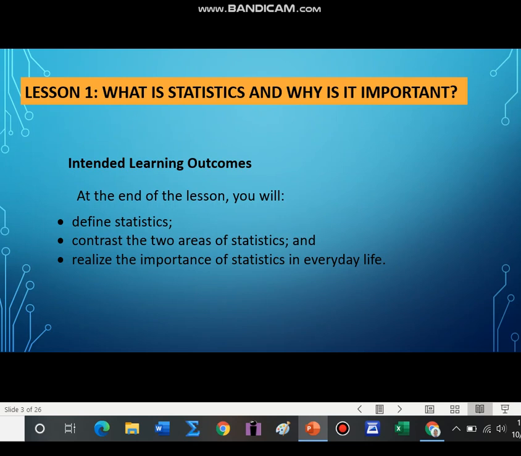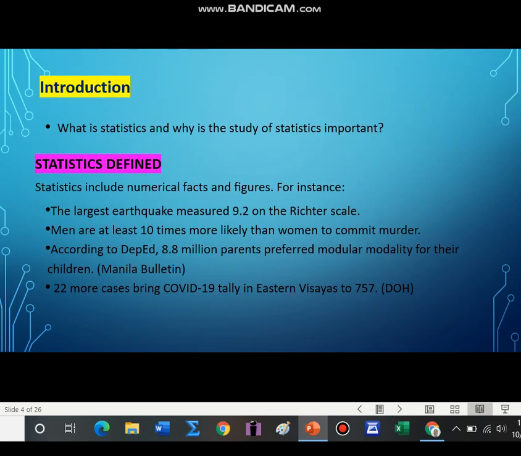For our intended learning outcomes, at the end of the lesson, you will define statistics, contrast the two areas of statistics, and realize the importance of statistics in everyday life. What is statistics and why is the study of statistics important?